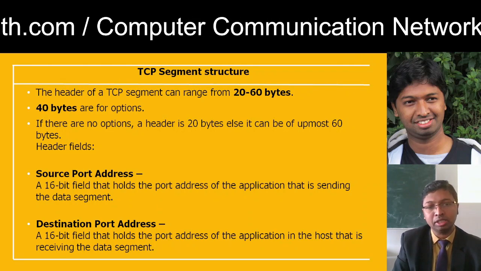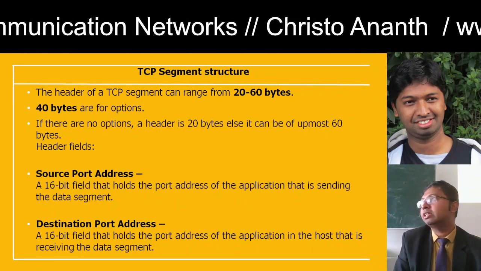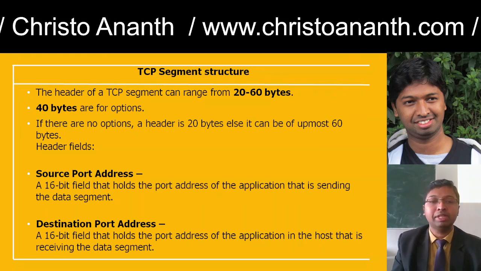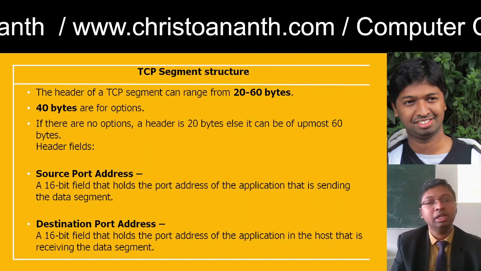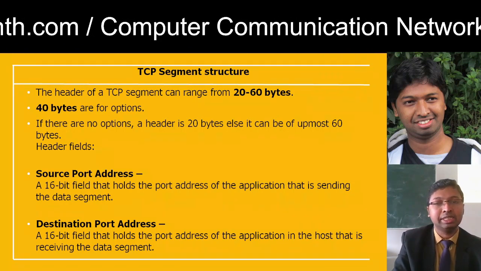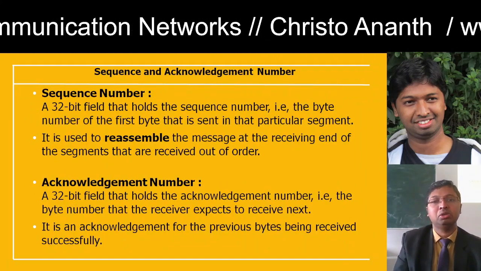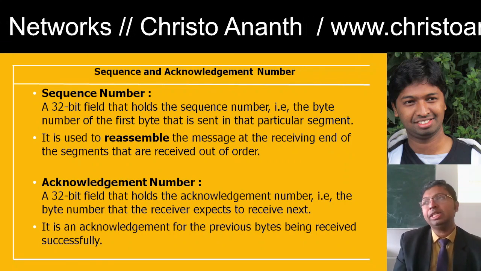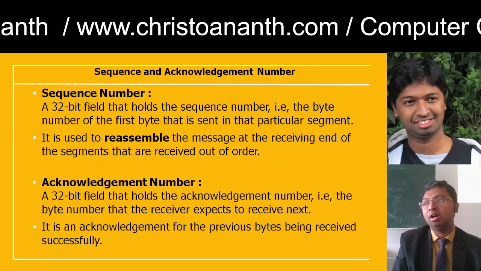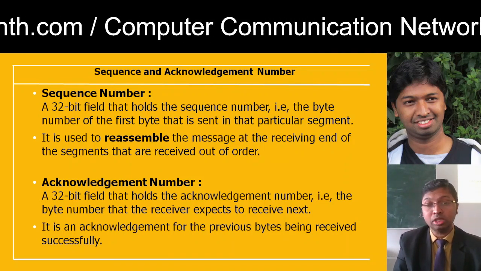We will have the source port address. It is a 16-bit field which holds the port address of the application that is going to send across the data segment. Then you will have the destination port address. It's a 16-bit field that holds the port address of the application that is actually receiving the data segment. Then you will have the sequence number. It's a 32-bit field that holds the byte number of the first byte that is being sent with the particular segment. Also, it is used to reassemble the message at the receiving end that is received out of order.